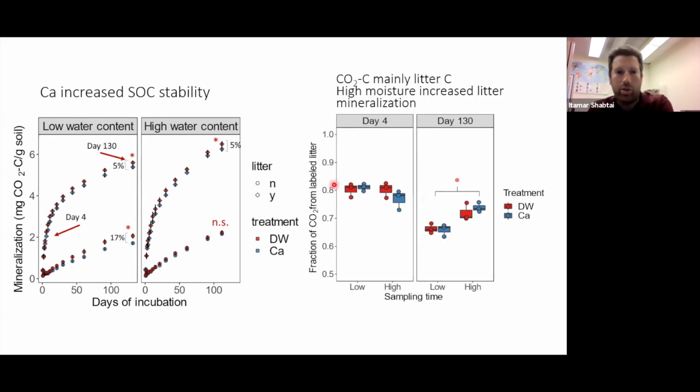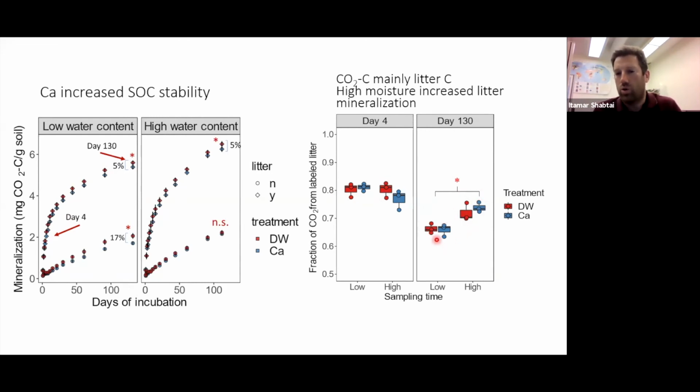At the beginning of the incubation, at day 4, so I forgot to say, we destructively sampled at day 4 and at day 130. At day 4, around 80% of the CO2 originated from litter carbon. So the microbes were busy hacking away at the litter, decomposing it, and some of that CO2 was being released. And this was similar across the different experimental conditions. Towards the end of the incubation, less of that CO2 was from the litter and more of it was from the soil organic carbon, but there was also a difference between different treatments.